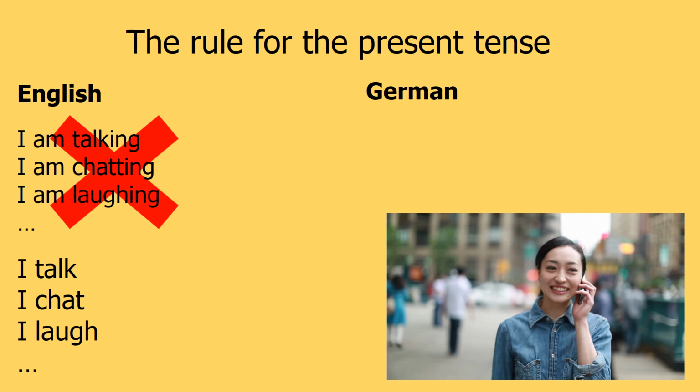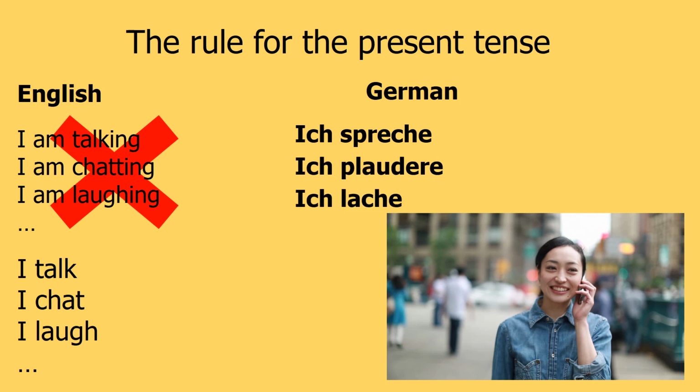Instead, it's very straight to the point. I talk, I chat, I laugh, which in German would be ich spreche, or ich plaudere for I chat, or ich lache. Okay, so you need to remember that in German we never translate this part I am. Okay, so you will recognize that I am in German in general is ich bin, but we only use that when we describe, for example, our age or what we look like, or our character or personality. Okay, so we don't say I am doing something. It's always I do, I talk, I play, and so on.